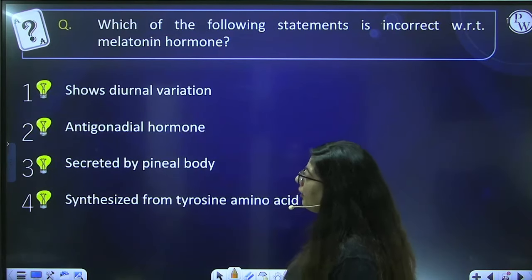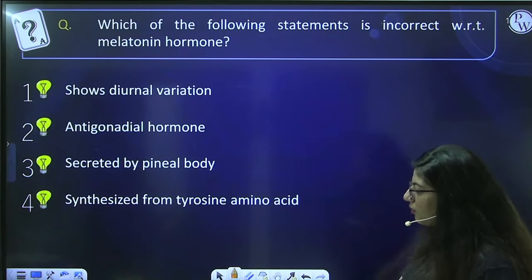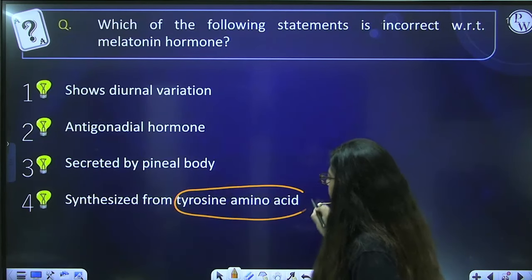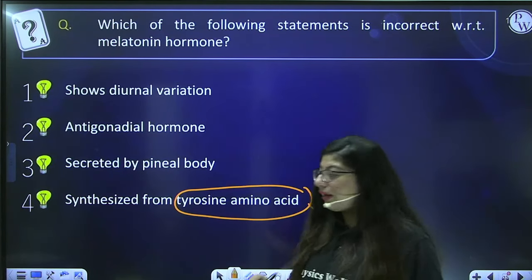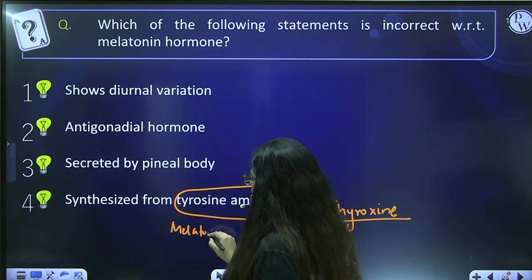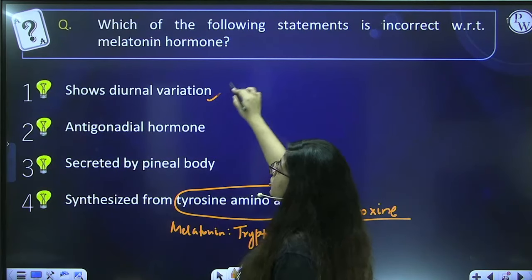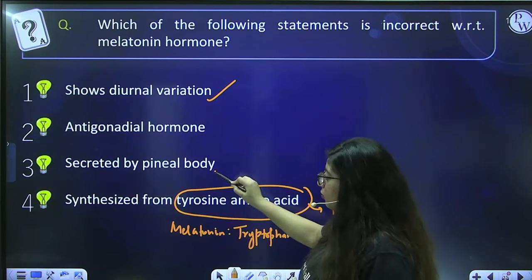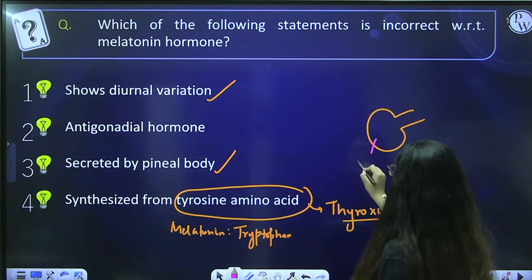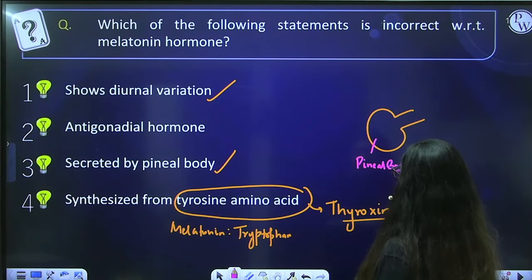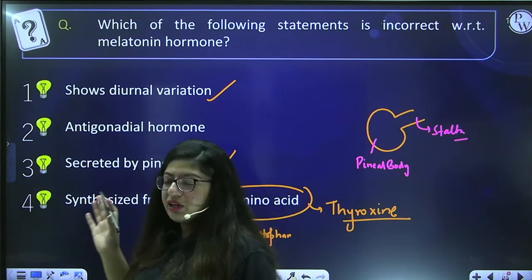Shows diurnal variation, antigonadal, hormone secreted by pineal body, synthesized from tyrosine amino acid. So tyrosine amino acid is the one that produces thyroxine, not the melatonin. Melatonin is synthesized from tryptophan. I have told you that's also an amino acid derivative. What amino acid? Tryptophan. Yes, it shows diurnal variation. It is also secreted by pineal body. Pineal gland is present in this form. This is a pineal body and this is pineal stalk. Okay, this is a tricky question, the difficult one. I have brought this to give you an extra knowledge.